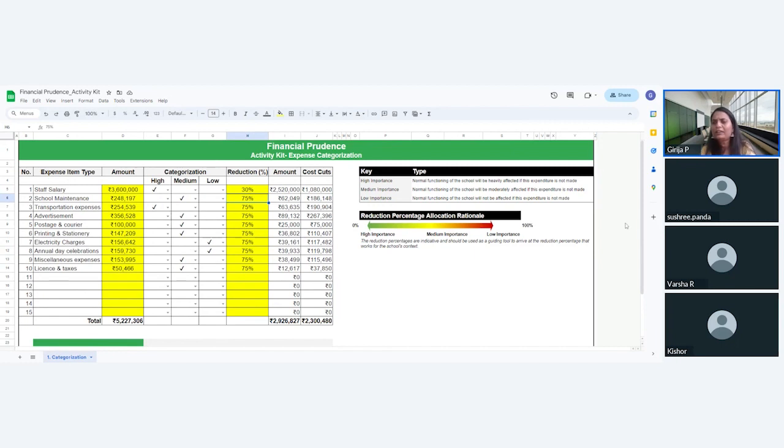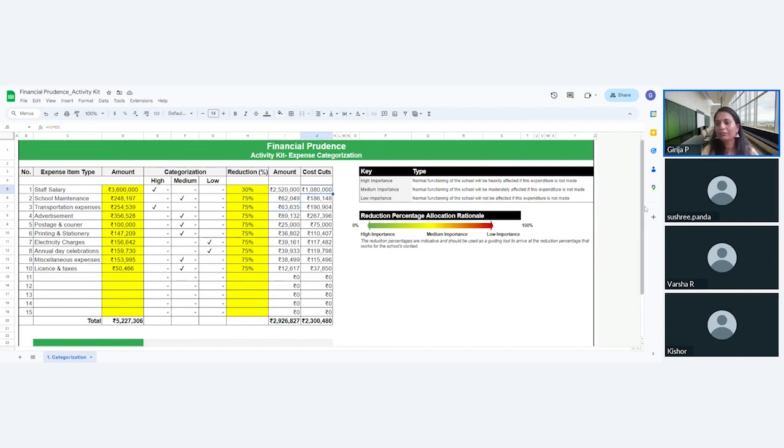And if you're cutting that money, also think why you're cutting that money, and how much your school will get impacted by this. And based on that, you can put the amount, put the reductions. Once you put the reduction, it will automatically calculate how much money you will be left with, and how much money you will save.